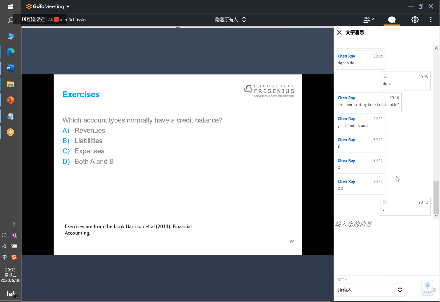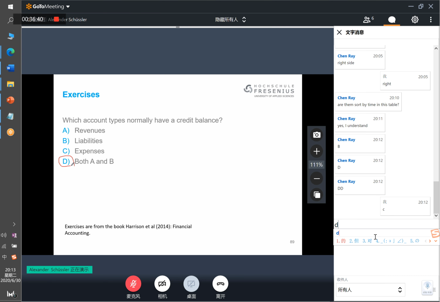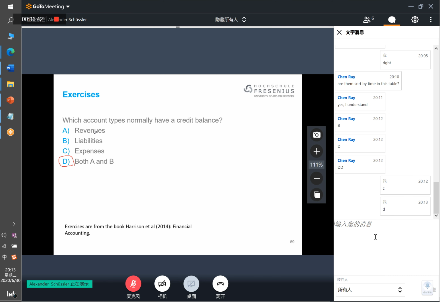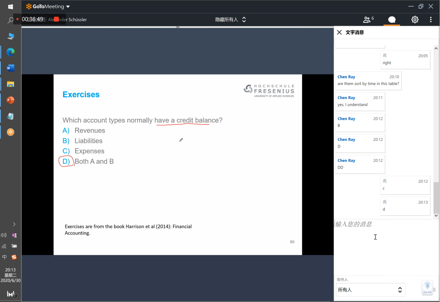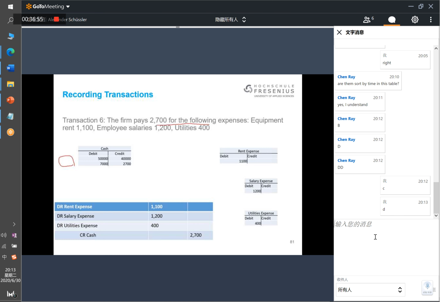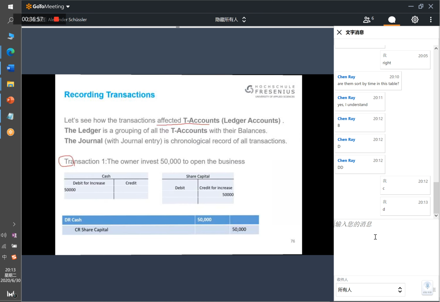Yes. For expenses, it's the other way around. That's why both A and B is correct. Yeah. So revenues and liabilities have a credit balance. Expenses do not have a credit balance. If you don't understand it completely, then let's go back and check it.